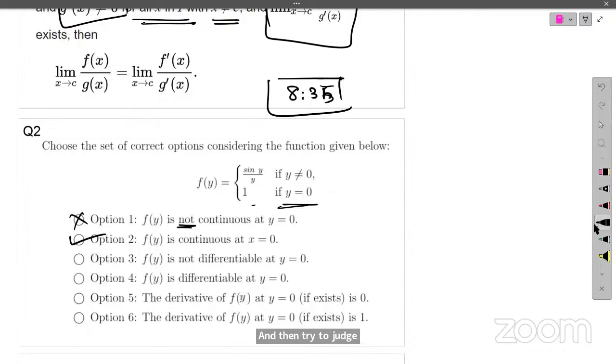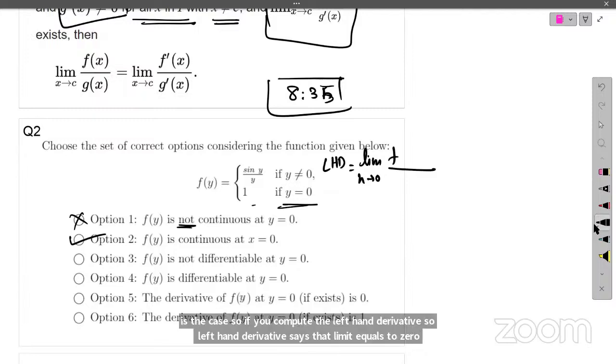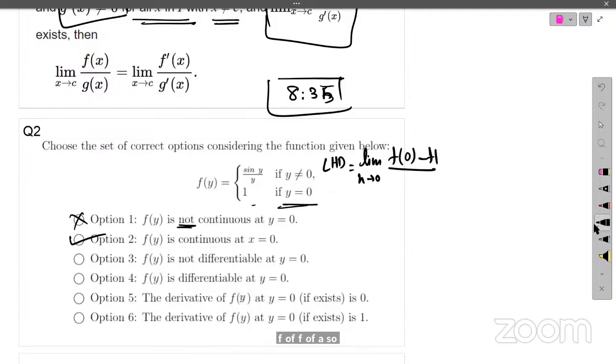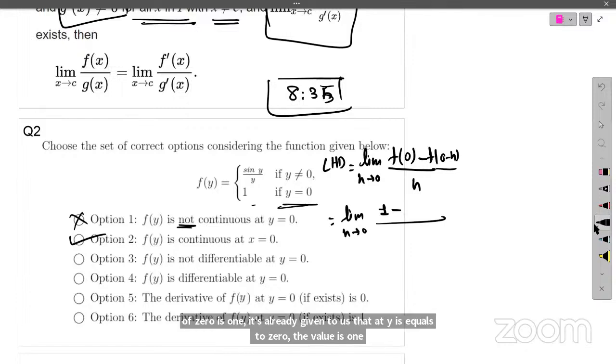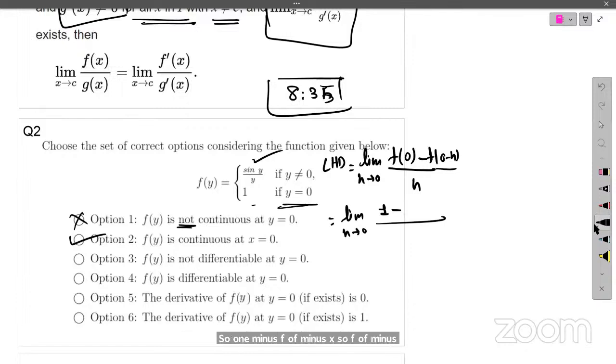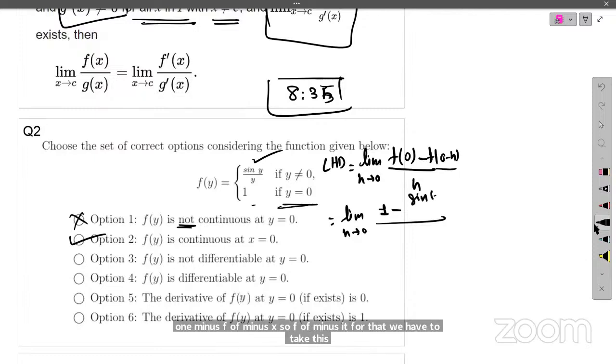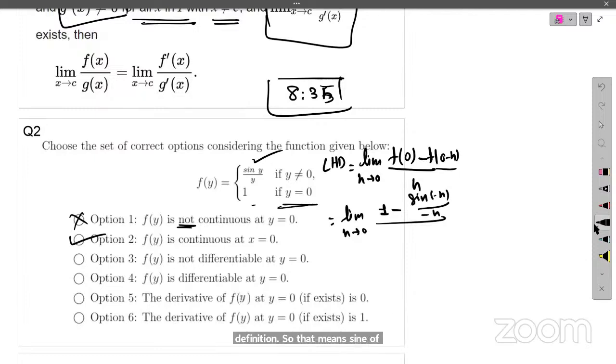If you compute the left-hand derivative, it says the limit as h goes to 0 of f of a, so here in place of a we have 0, so f of 0 minus f of 0 minus h, by h. This is the same as the limit as h goes to 0 of f of 0, which is 1, it's already given that at y equals 0 the value is 1. So 1 minus f of minus h, and for f of minus h we take this definition, sine of minus h upon minus h, and upon h.